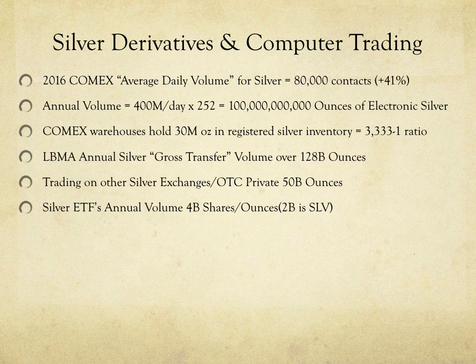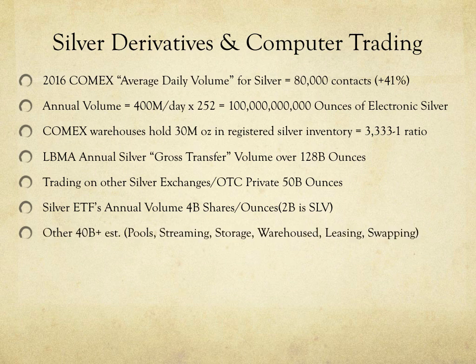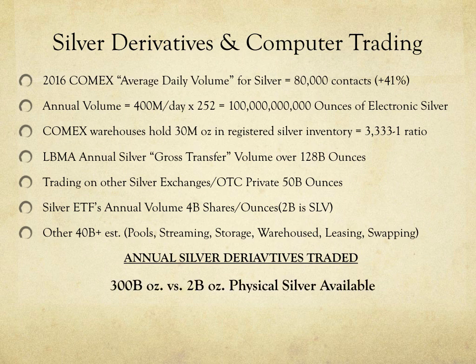Silver ETF annual volume, about 4 billion shares. It's about 2 billion ounces is just SLV, and then there's other silver ETFs. And then other types of silver investments, there's estimated to be about 40 billion in the silver pools, silver streaming, silver storage, warehouse silver, leasing, swapping. All are derivatives of the real thing. So what is the total silver derivative traded? About 300 billion ounces of silver derivatives are traded versus 2 billion ounces of physical silver available.